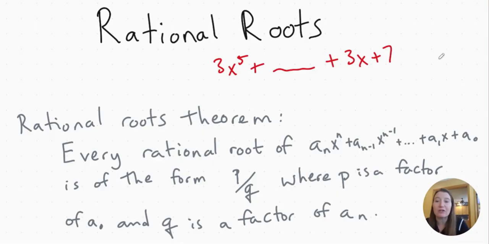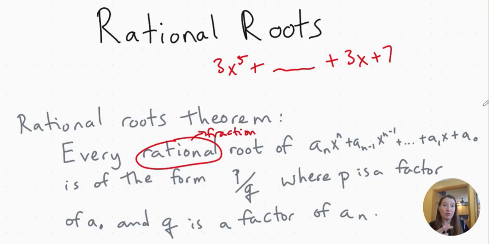And the Rational Roots Theorem says this: every rational root, and rational here meaning like a fraction, anything that could be a whole number or a fraction, of a polynomial like this is of the form p over q, where p is a factor of the constant term and q is a factor of the coefficient of the highest power, so the leading coefficient.